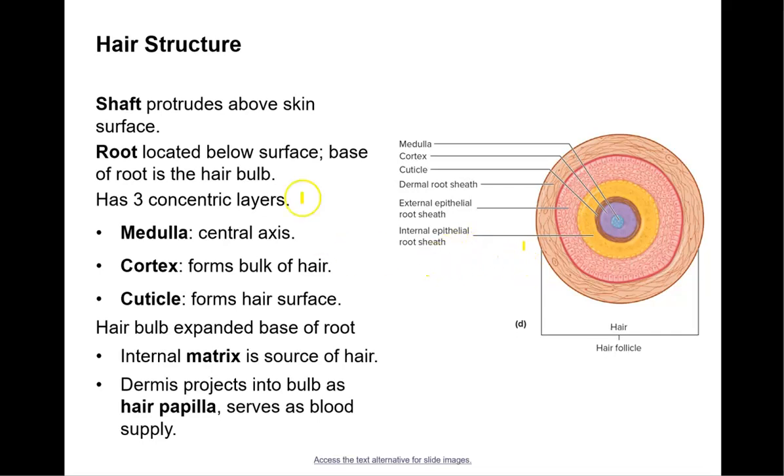All right, so in the notes, the shaft of the hair is the part that's above the skin. The root is below the skin. And there are 3 layers of the root. As we see in the picture, the medulla is the very center, and that's where hair is produced. The cortex forms the bulk of hair. And then the cuticle is the surface of the hair, and that protects the hair.